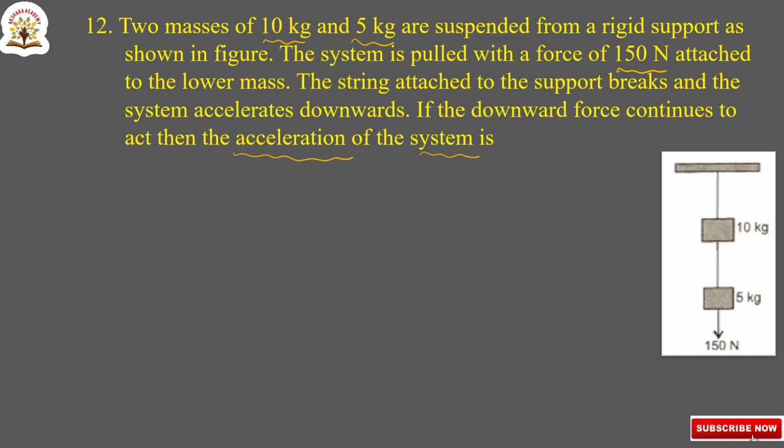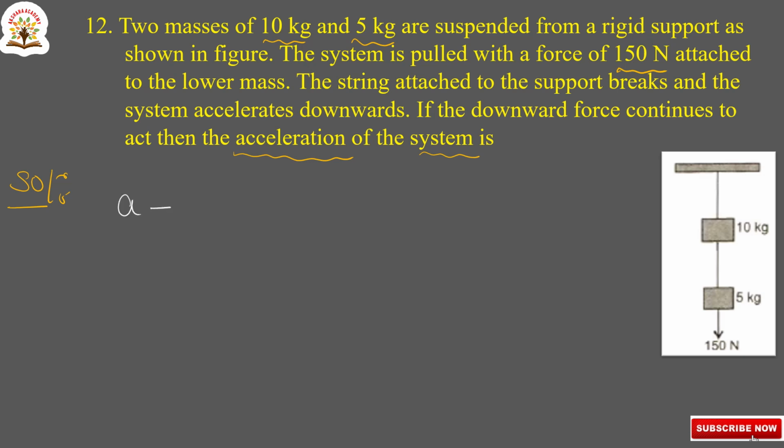Here we are suspending two blocks from the rigid support, one of mass 10 kilogram and another of 5 kilogram, and the system is pulled with a force of 150 newton attached to the lower mass. Let us go to the solution. They have given two masses, 10 kilogram and 5 kilogram. We have to calculate the acceleration.